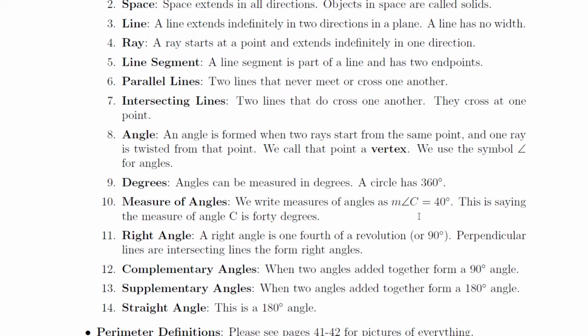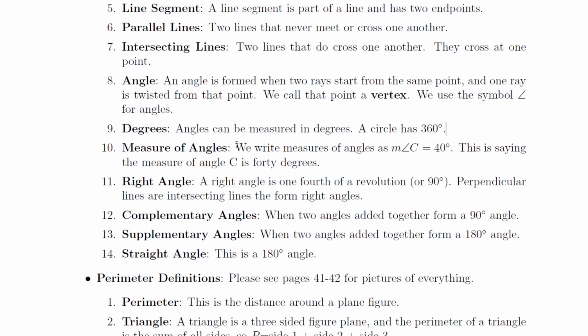So a circle has 360 degrees. You may have heard the term, I'm pulling a 180. So you're going backwards, the opposite direction. It's a straight line if the vertex is right in the middle.